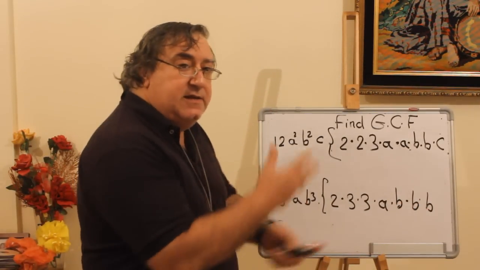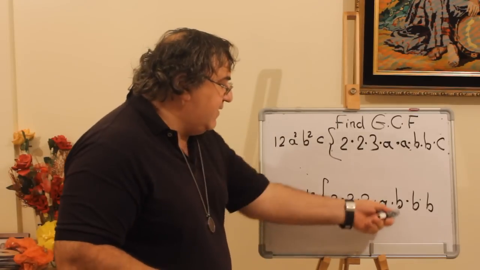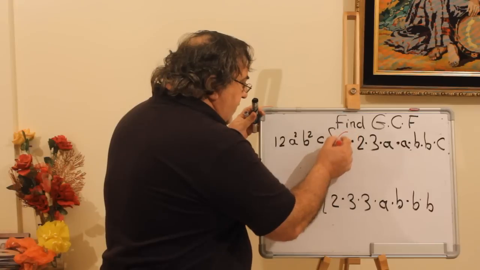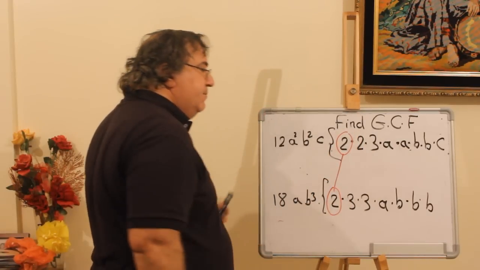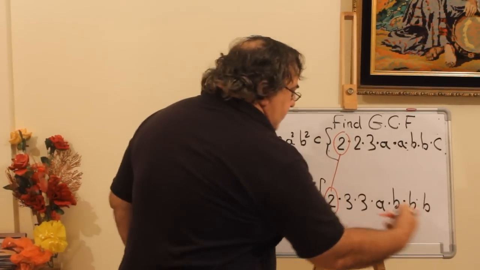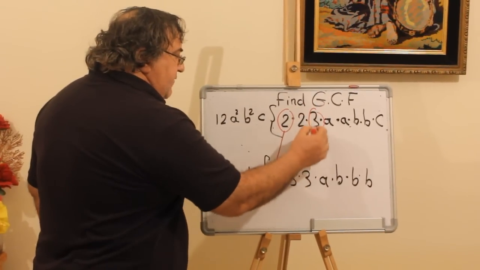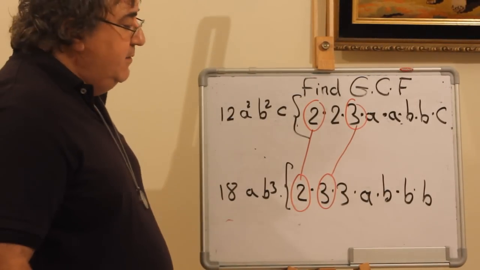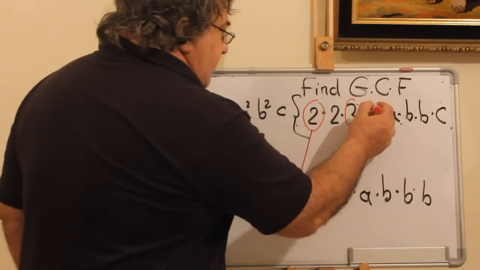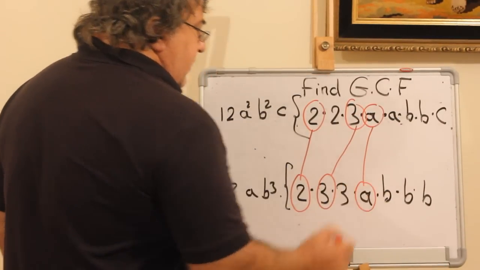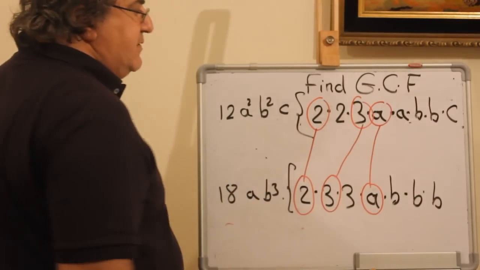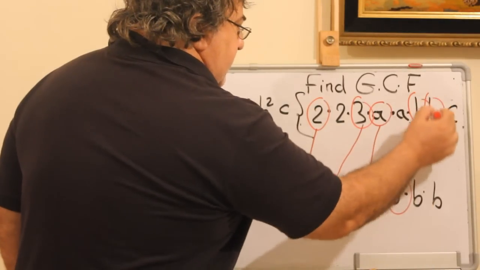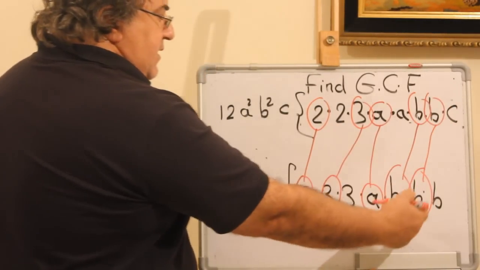Now let's take the common factors between the factors of this monomial and the factors of the other. So we start with 2. Here we have another 2. The next 2, we don't have another 2 here, we skip it. We go to 3, we have another 3. Now all the numbers are done. We go to the variables. We have a with another a here. The first b we match with another b here, and the second b with another b here. c has nothing, so we skip it.